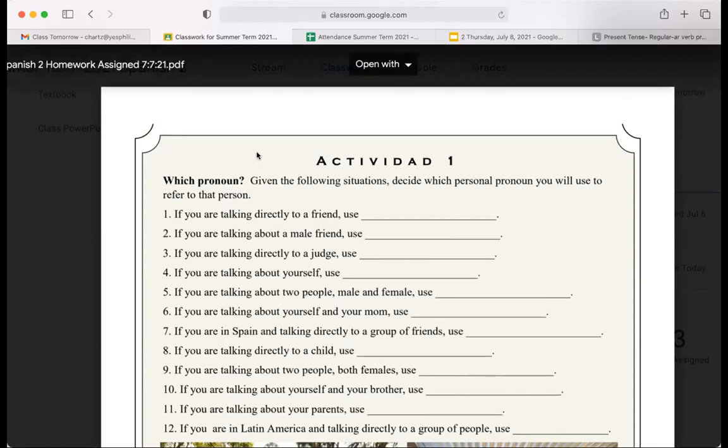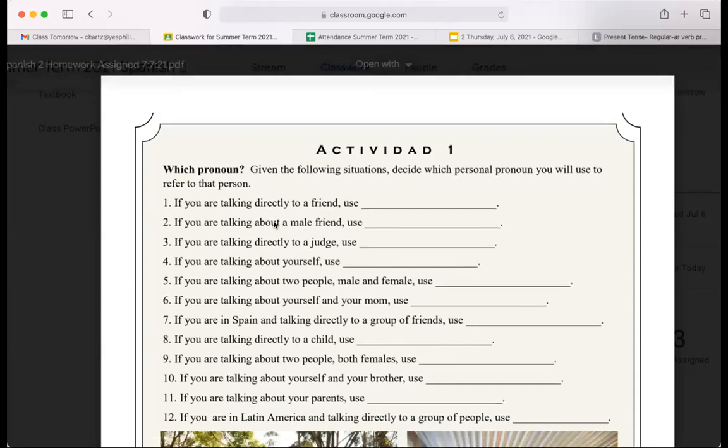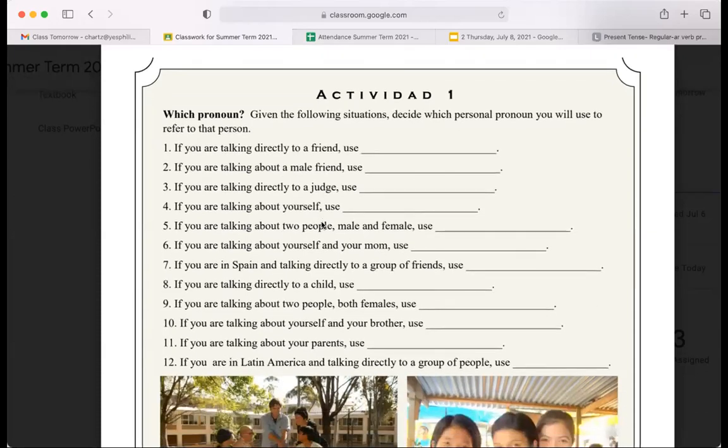And for this one, if you're talking about a male friend, you're talking about him, so you're going to say él. Does that kind of make sense? Yeah, that makes sense.